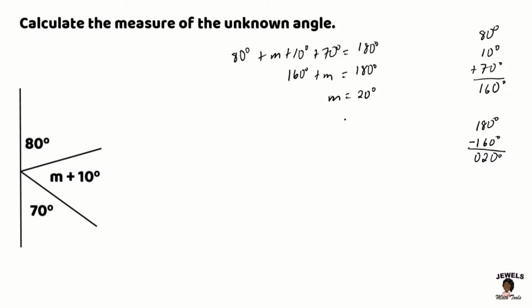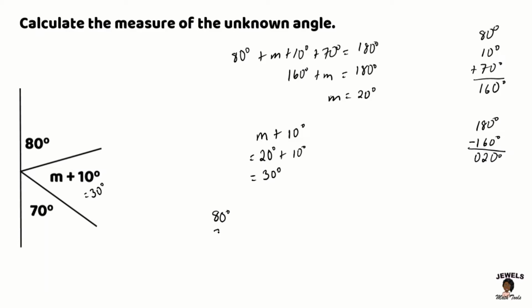Remember that before we add up all these angles to check to see if our answer is correct, we first need to find the measure of our expression, which is M plus 10 degrees. Now that we know that M is 20 degrees, I'll substitute my 20 degrees for M, add that to my 10 degrees, and find that the measure of this angle is 30 degrees. So now that I know my expression is equal to 30 degrees, I'm going to add up all of these angles to see if they sum to 180 degrees.